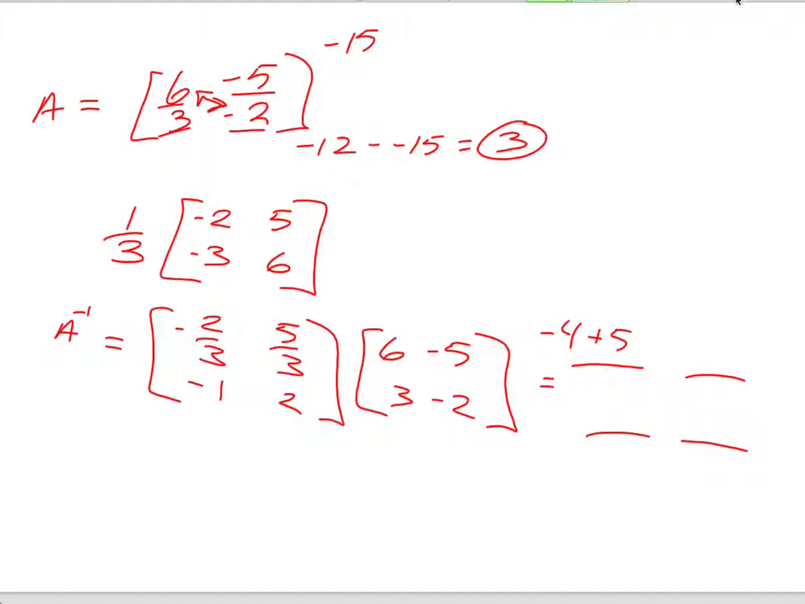All right, row 1, column 2, -2/3 times -5. Yeah, positive 10/3. 5/3 times -2, -10/3.